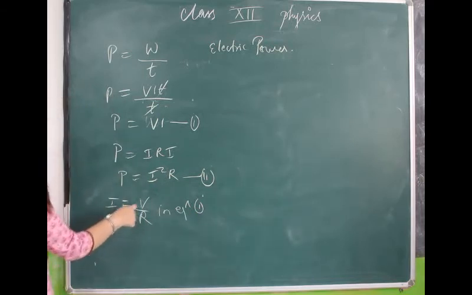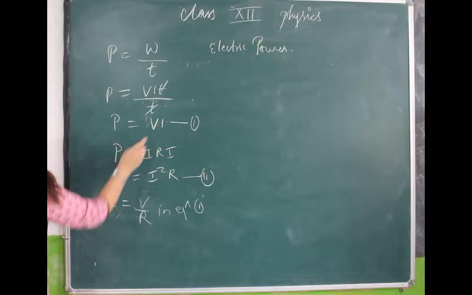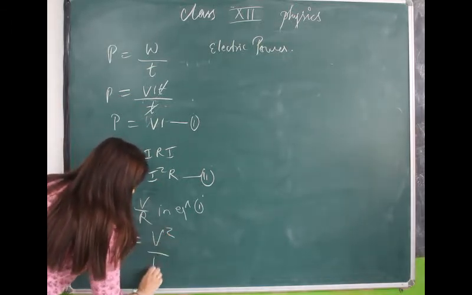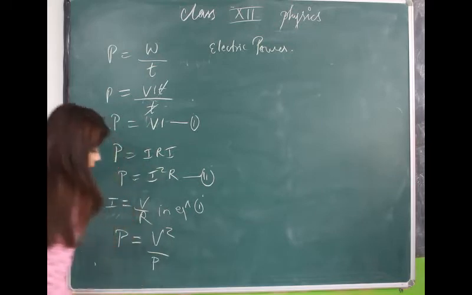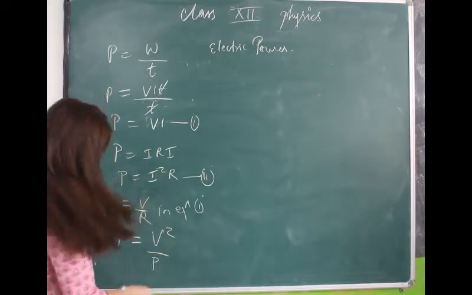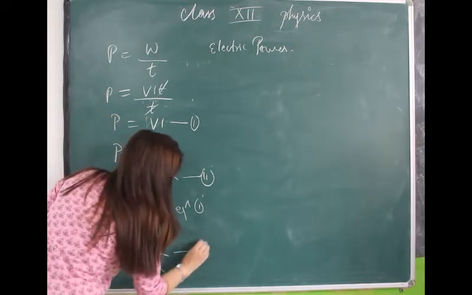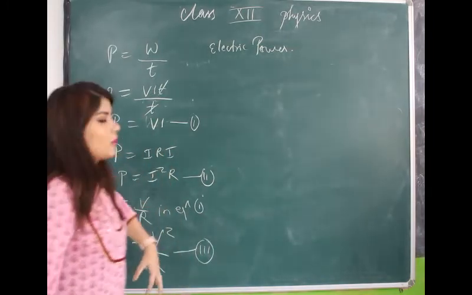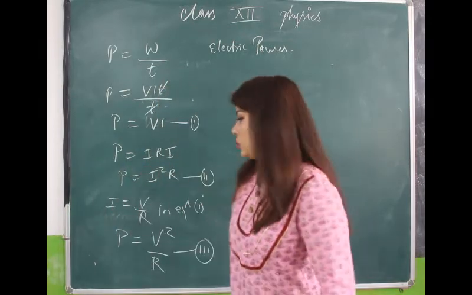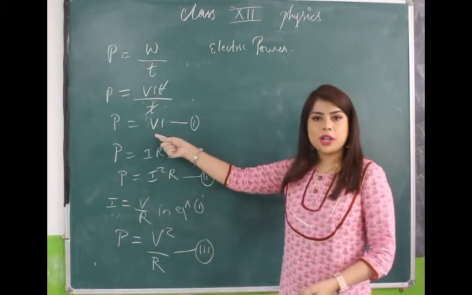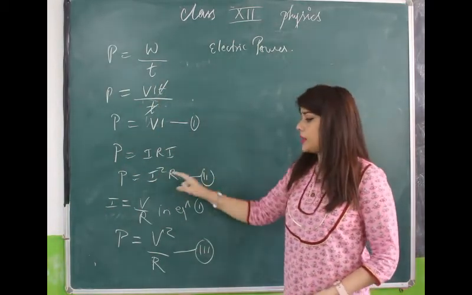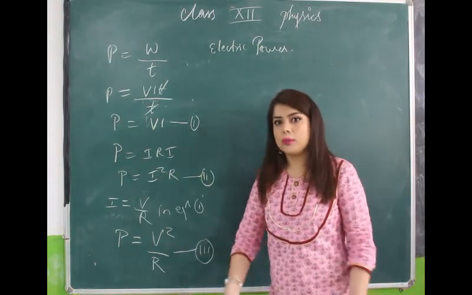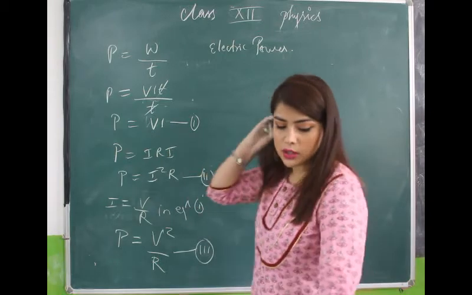So again, in place of I I am putting V by R in equation number 1. So P is equal to V squared by R. This is equation number 3. So these are the three equations of power. These three formulas have to be used in different kinds of questions, where sometimes potential and current are given, sometimes current and resistance are given, sometimes potential and resistance are given. So depending upon the different questions, we will use these formulas.